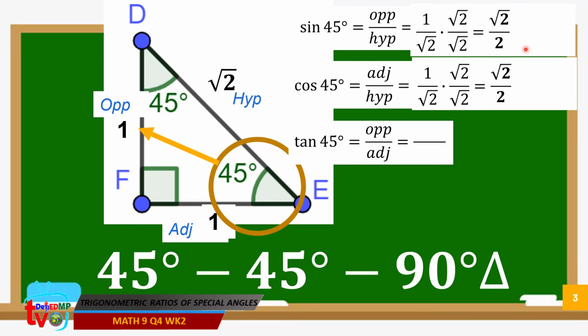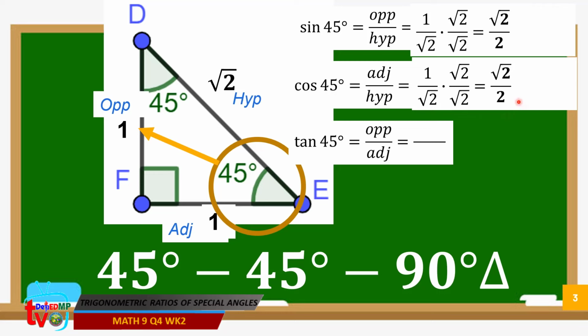Next, let us solve for cosine 45 degrees. Adjacent is 1 over hypotenuse square root of 2. So we have 1 over square root of 2. Just like the sine ratio, we have a radicand in the denominator. So let us rationalize the fraction by multiplying both the numerator and the denominator by square root of 2. And to simplify, let us multiply 1 times square root of 2 is square root of 2. And square root of 2 times square root of 2 is square root of 4, further simplified as 2.